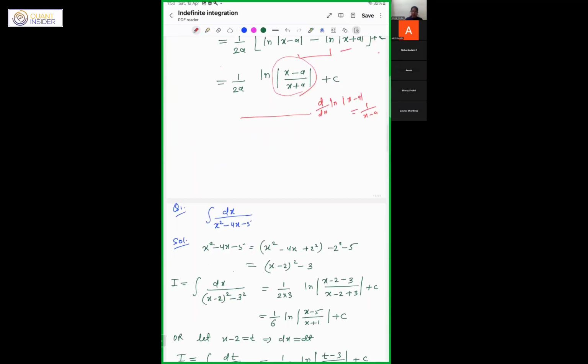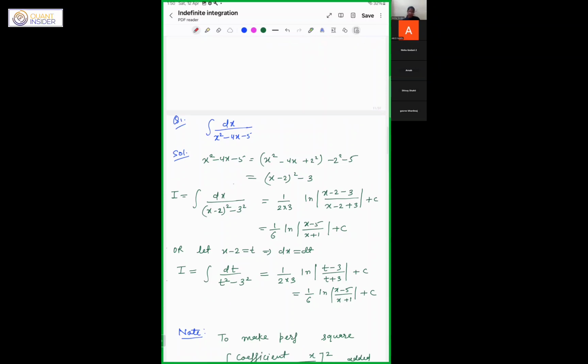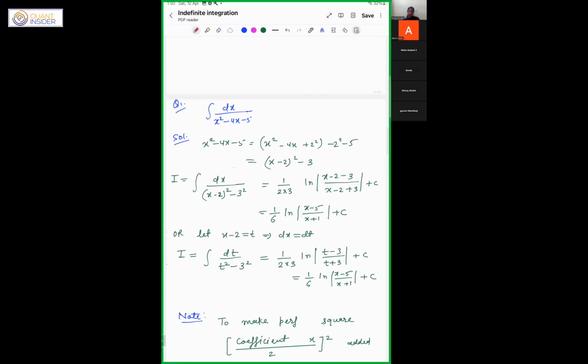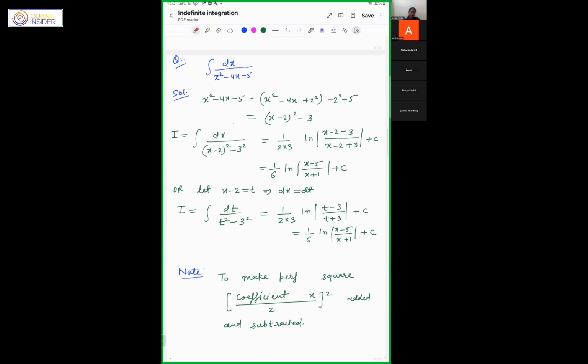So how can you apply it? See this example. I have done it in two ways, by using substitution or by doing it directly. So in this example, you can see that you have dx upon x square minus 4x minus 5. It is not of the form x square minus a square or a square minus x square.